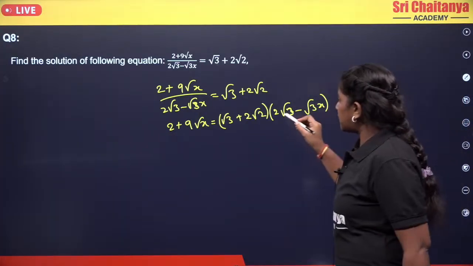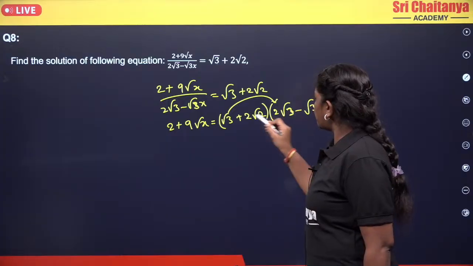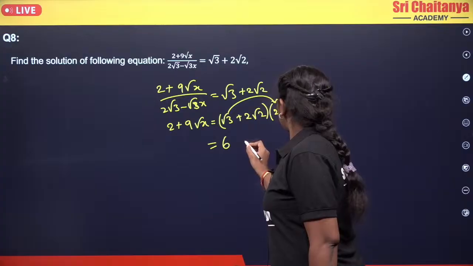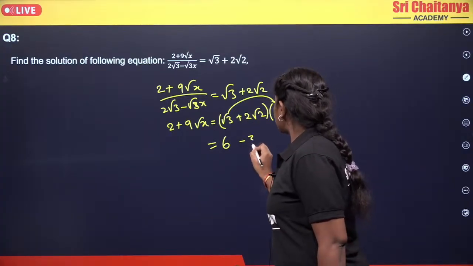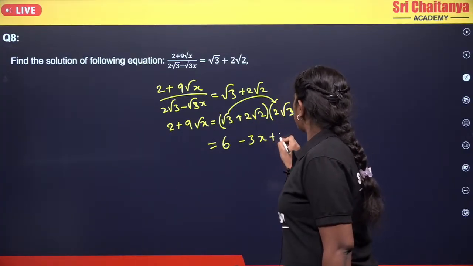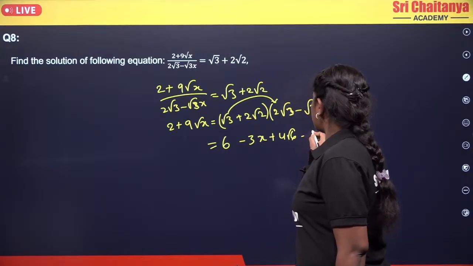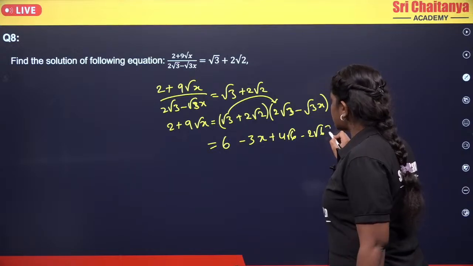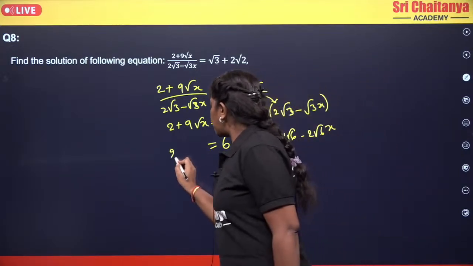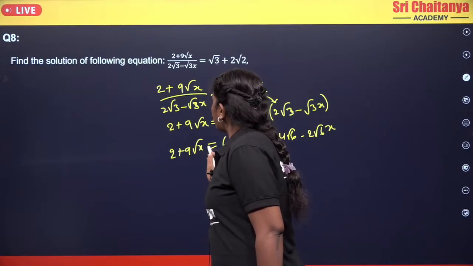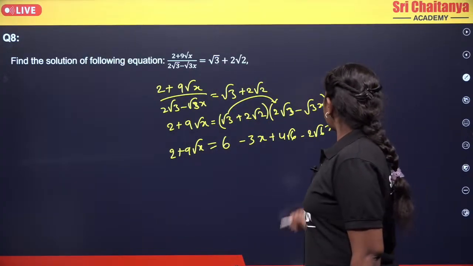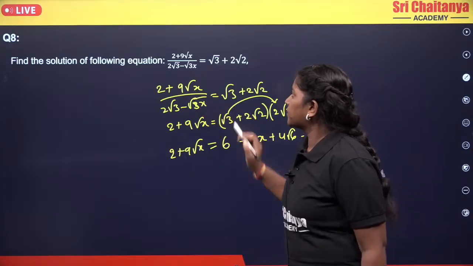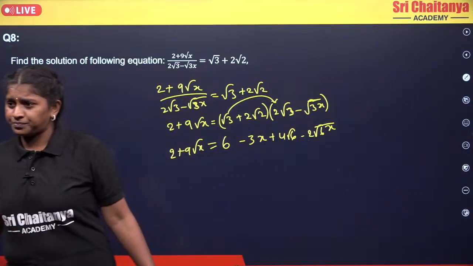Clearly here we are just multiplying our root 3 with 2 root 3. So root 3 into root 3 will give you 3. So 2 into 3 will become 6 minus root 3 into root 3 will be your 3x plus 4 root 6 minus 2 root 6. Okay. So now 2 root 6x is equals to 2 plus 9 root x. Okay. So here we are having root x also. Here we are having root x also. Okay. Clear. Now coming to here.